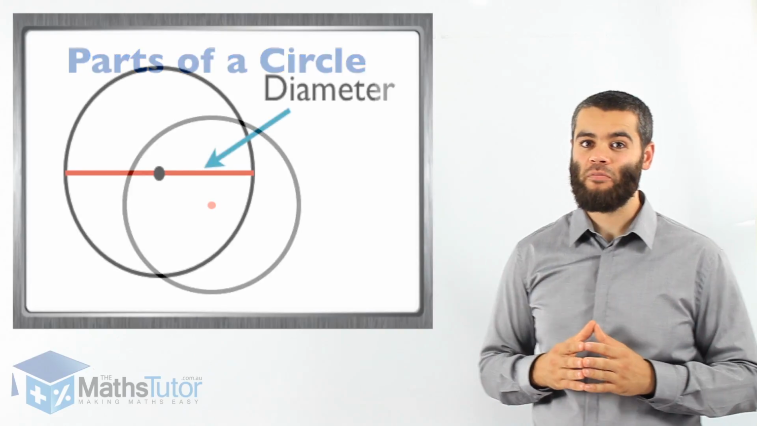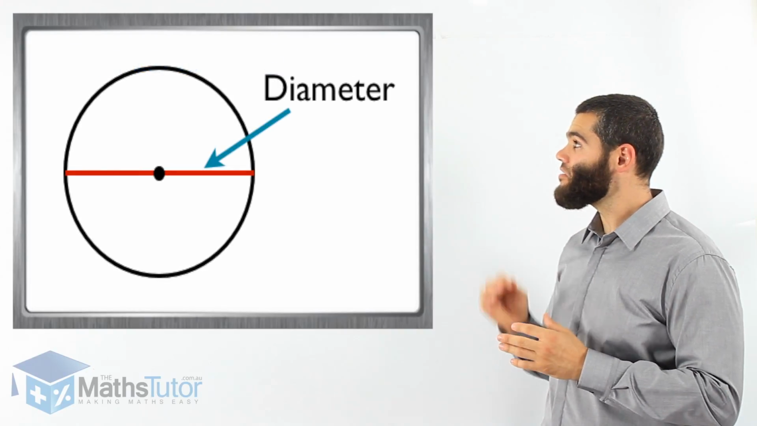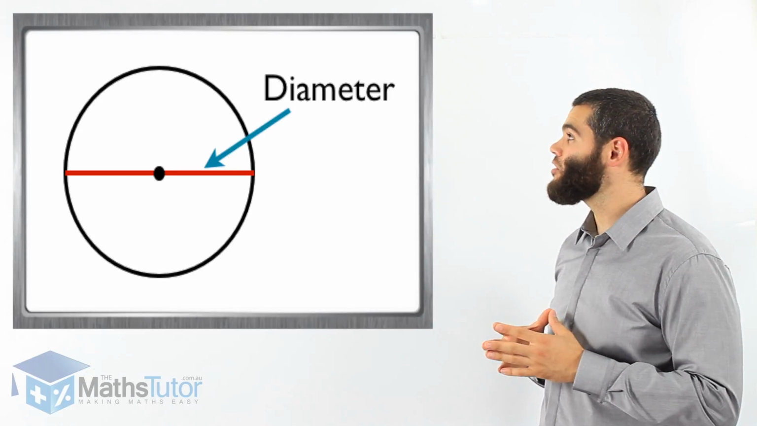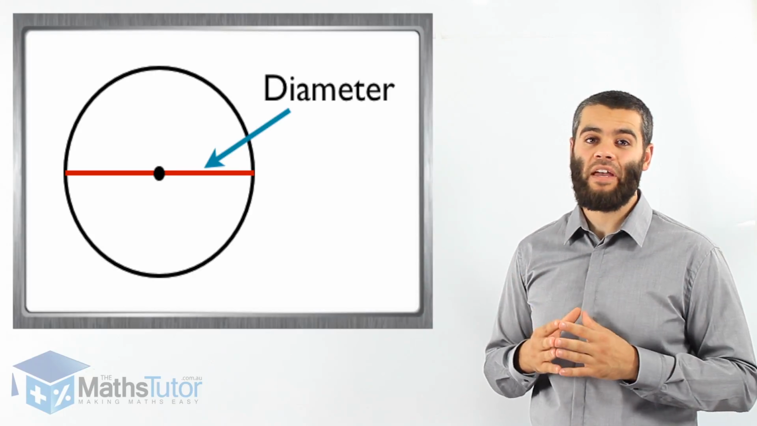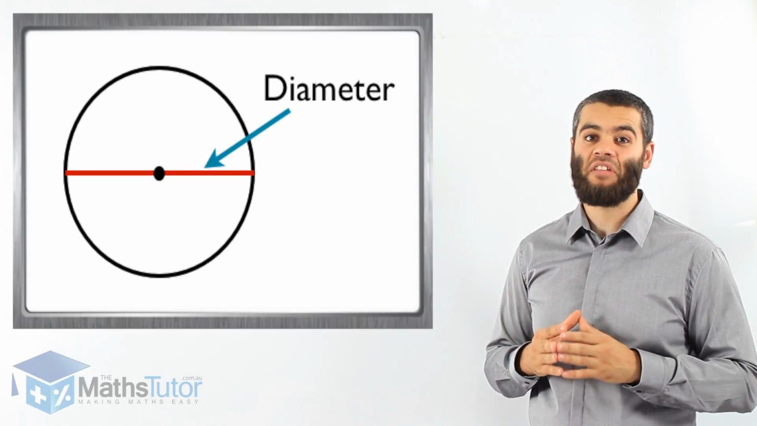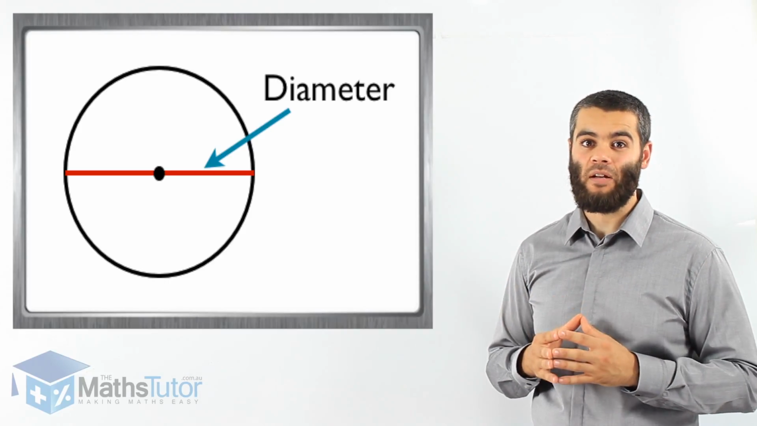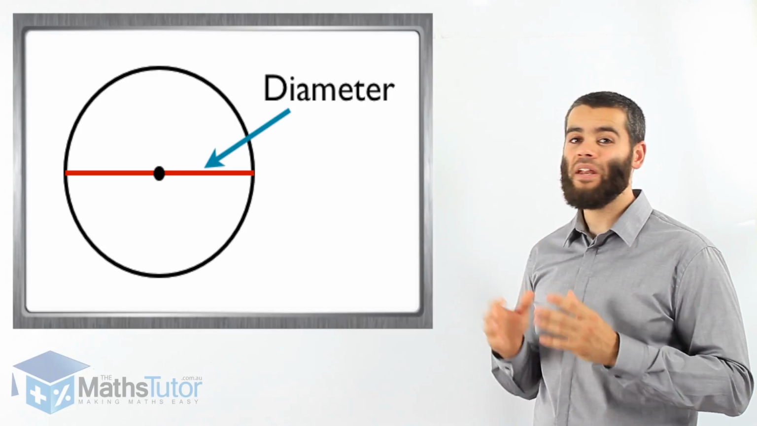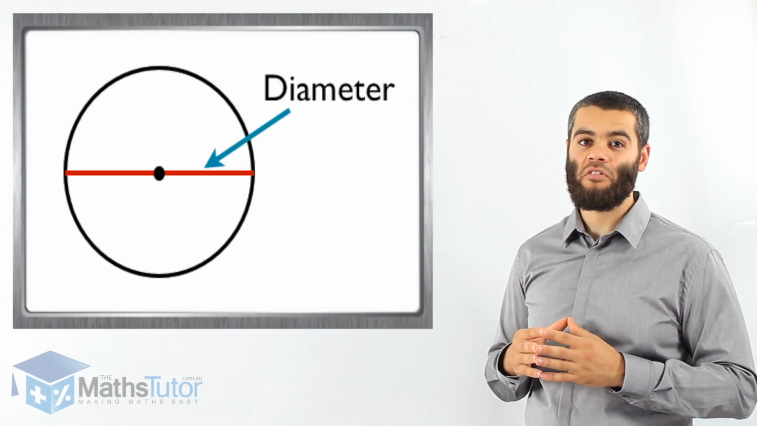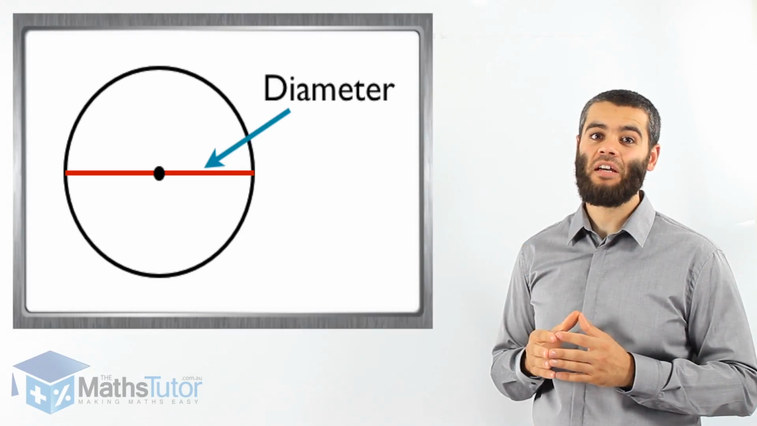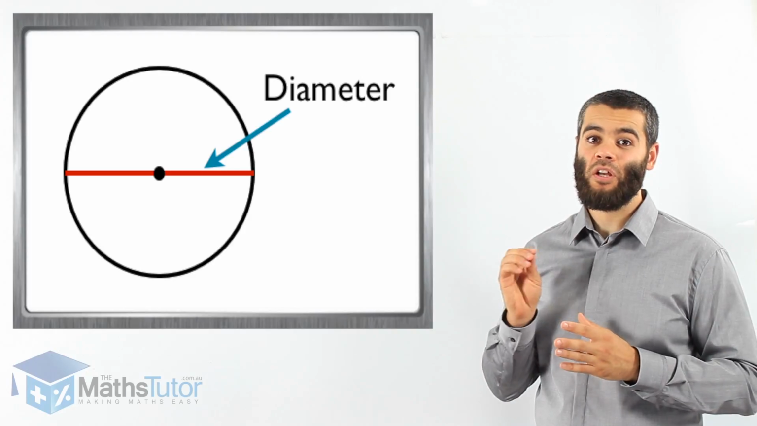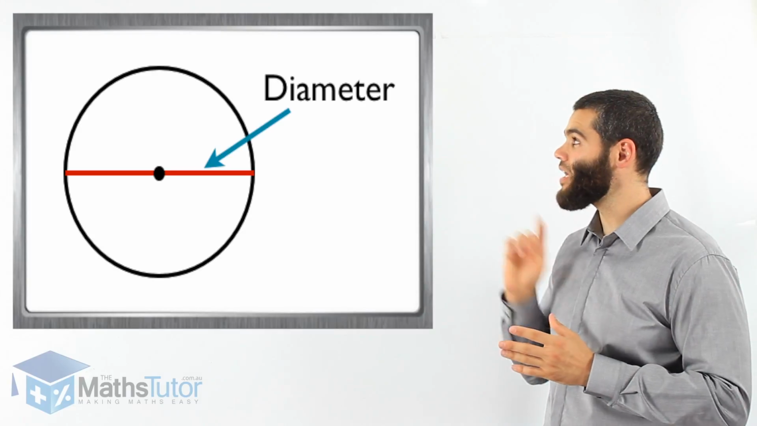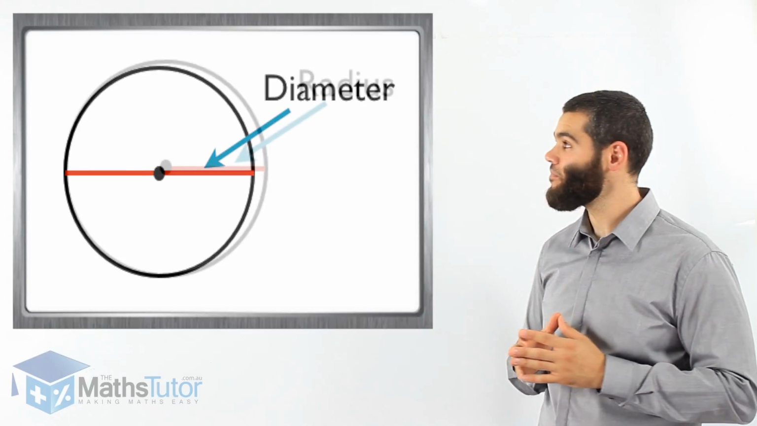Let's do the first part. In a circle there is a line, an interval, that goes from one end of the circle to the other end of the circle, and it goes through the center. This is called the diameter. It has to go through the center. We're going to use a diameter in several lessons later on. Very important that you know what the diameter looks like.